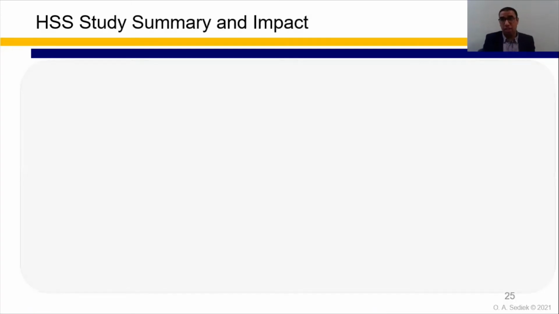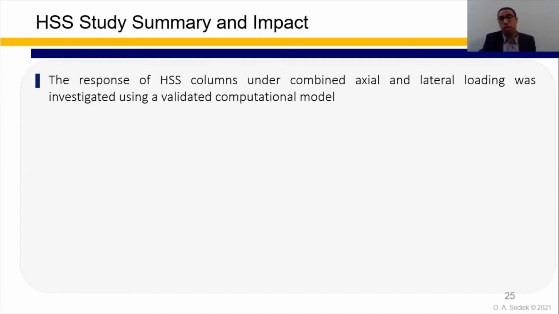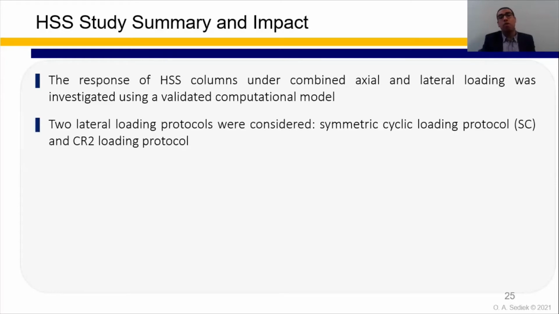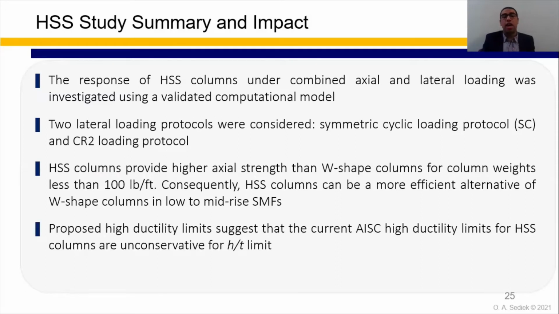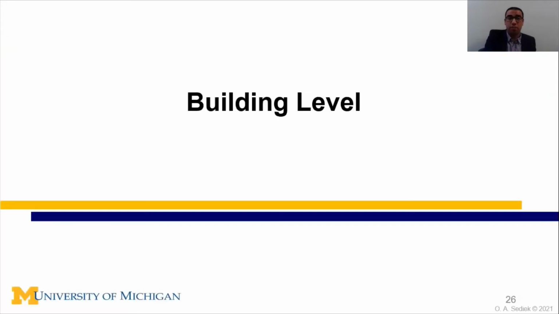So to summarize the outcomes, or what was done in this study, first, the response of HSS columns under combined axial and lateral loading was investigated using a validated computational model, as I showed. We studied the behavior of HSS columns under two lateral loading protocols, symmetric cyclic and CR2 protocol. We found that HSS columns provide higher axial strengths than wide flange columns for weights less than 100 pounds per feet. And the proposed high ductility limits suggest that current AISC limits are unconservative for H over T.